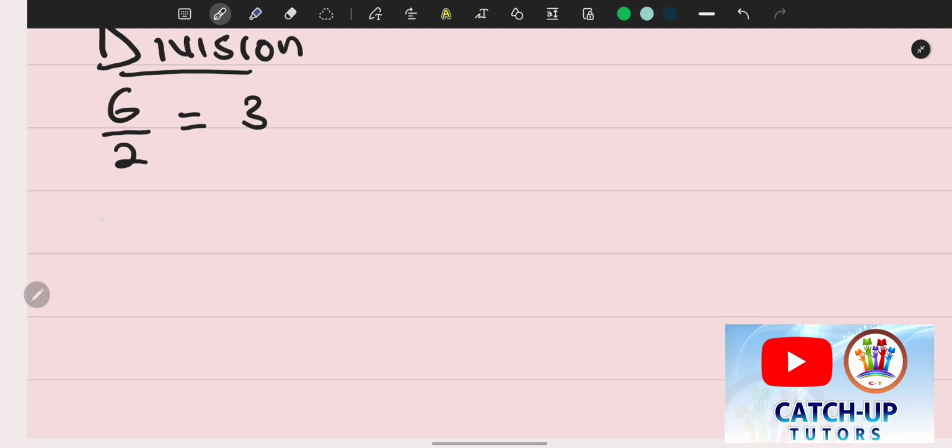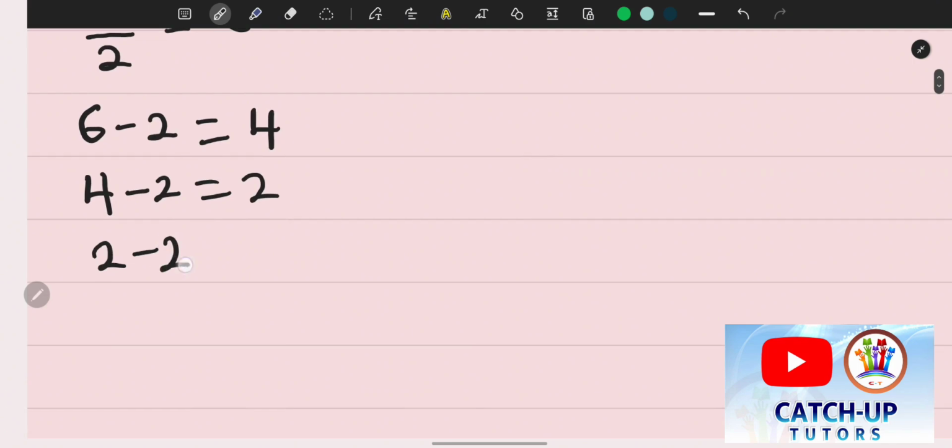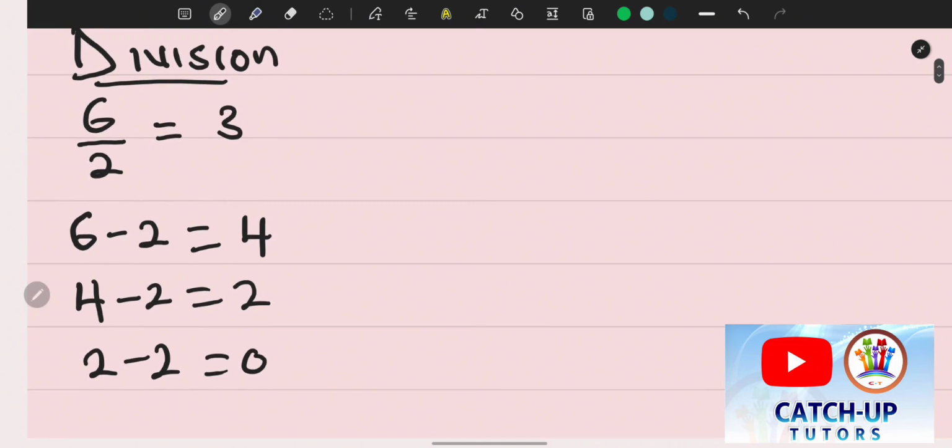What you are saying is just like having 6 minus 2, which gives you 4. Then 4 minus 2 is 2, then 2 minus 2 is 0. You can see that after the third iteration, we obtain 0 as the remainder. That is the meaning.